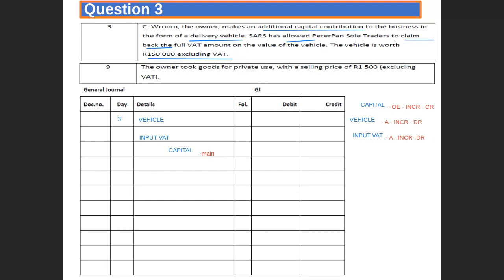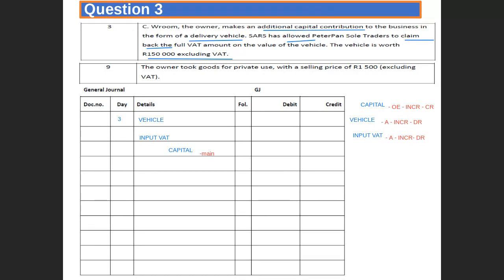So who can tell me, why is it important for me to know which one is the main account? Who can tell me the real reason why it is important to know the main account? It's not only for the GJ, it's also for the other journals. The main importance for knowing that. Why do you have to know that it's the main account? What is the reason behind it? Okay, let me tell you because you don't know.